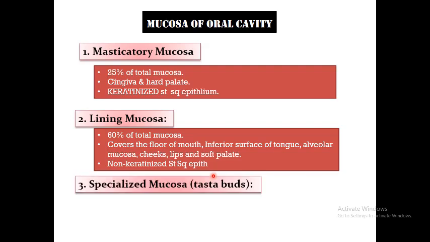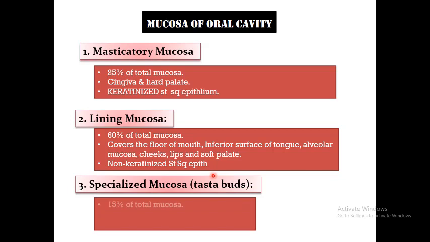And lastly, the dorsum of the tongue, the upper surface of the tongue, contains specialized mucosa named taste buds. Taste buds are concerned with taste sensation.